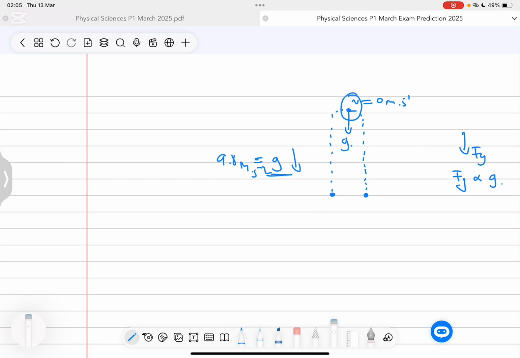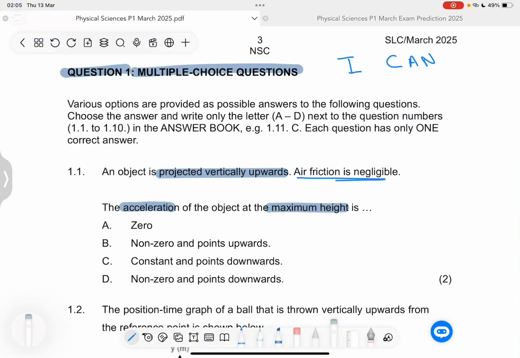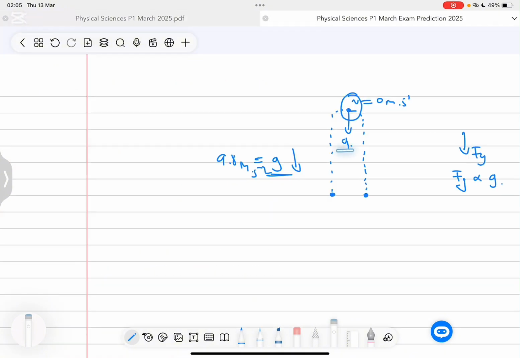Now, let us look at the options that we are given and see if we are able to answer the question. The first option says that the acceleration at the maximum height is 0. No, the acceleration is not 0 at the maximum height. It is a constant number of 9.8.